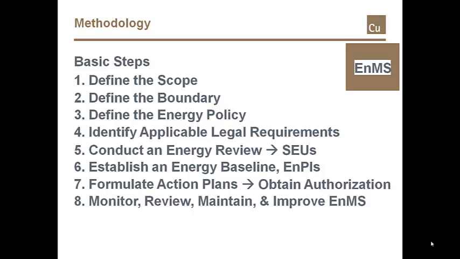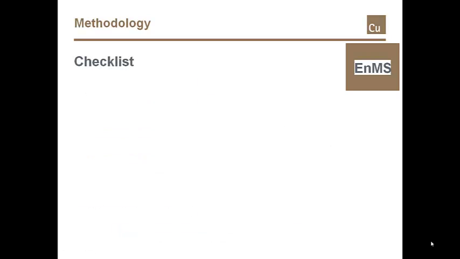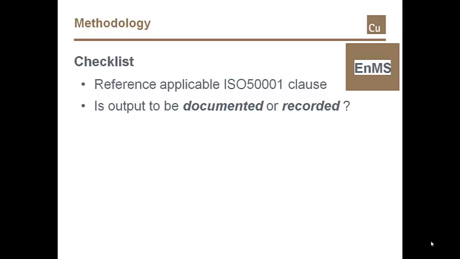A later module will detail an energy management system charter, a set of guidelines organizing the preceding steps so that the energy management system operations may be executed in a disciplined manner. Each of these basic steps may involve multiple steps. A plan checklist referencing ISO 50001 will help organize and track these steps to ensure their completion. Also helpful would be to specify that a task's output is to be documented or recorded according to ISO 50001.